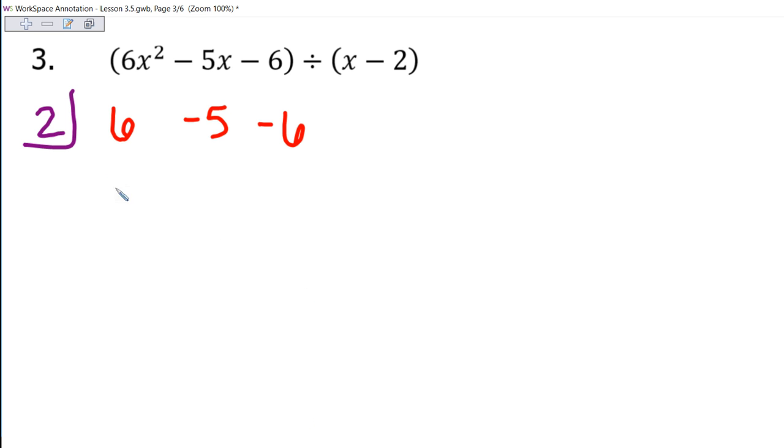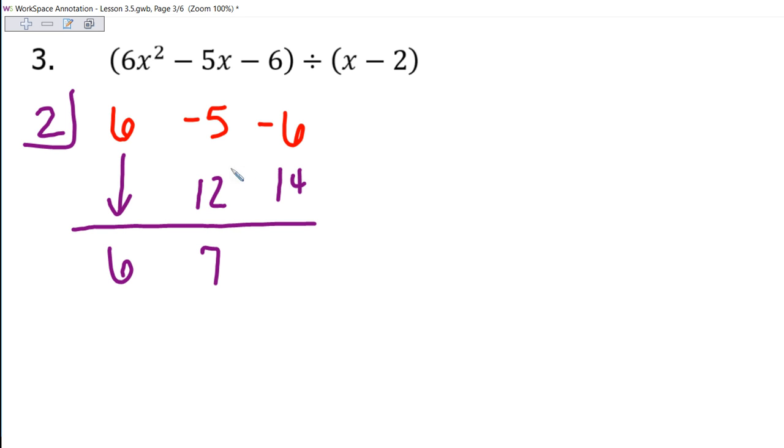Skip a row, draw your horizontal line. The first coefficient is always dropped down so that we have something to multiply. Now multiply the outside numbers. 2 times 6 is 12. Negative 5 plus 12 is 7. Multiply again. Outside numbers are multiplied. 2 times 7 is 14. And adding these, negative 6 and positive 14, gives us 8. Now this final number is always the remainder.